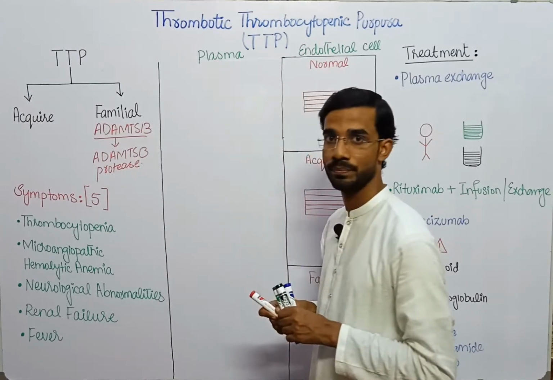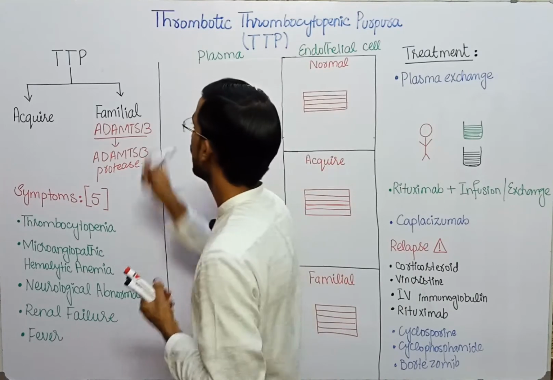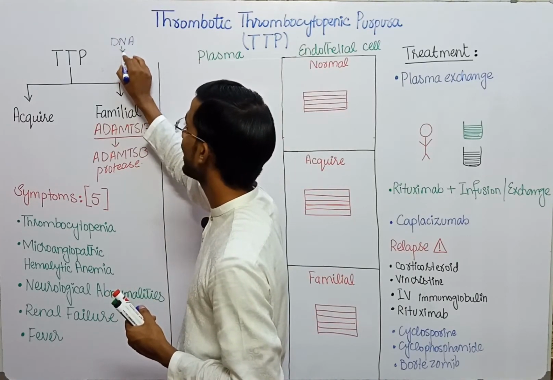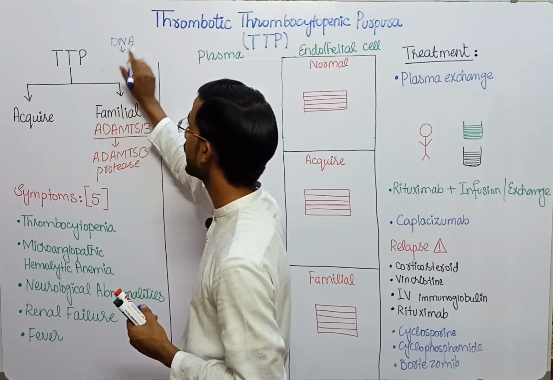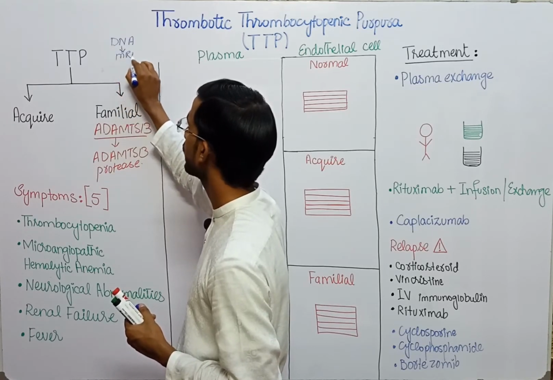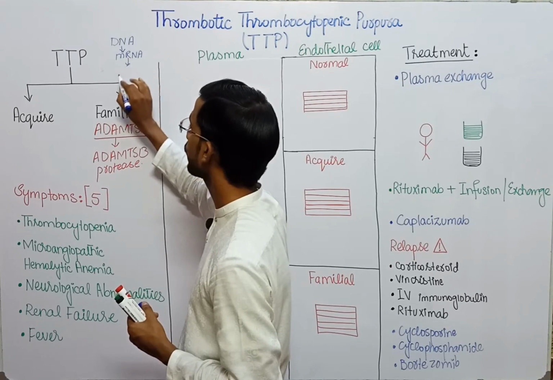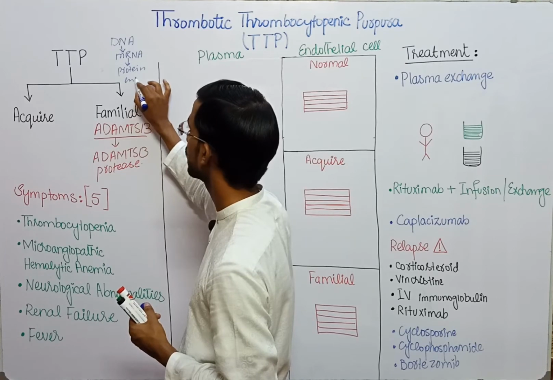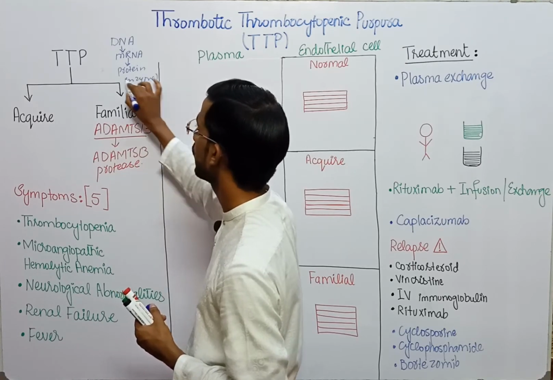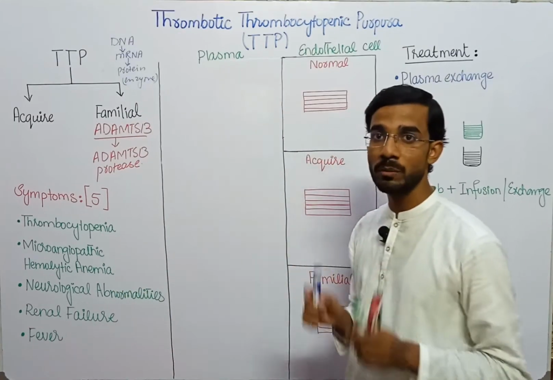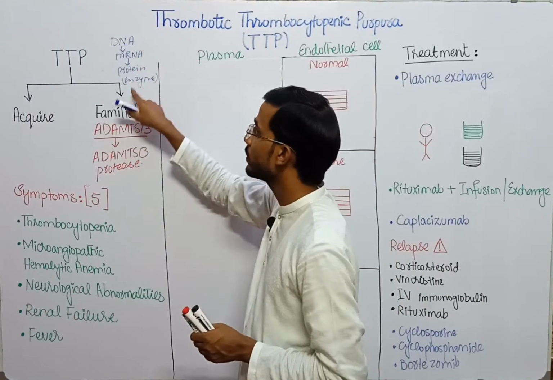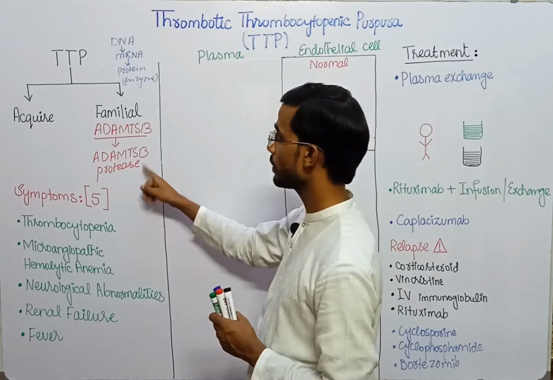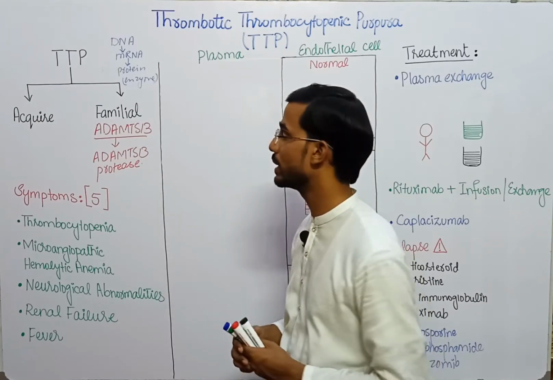This is an enzyme. If a mutation occurs in the DNA, it will affect the proteins, because from the DNA messenger RNA is formed, and from the messenger RNA, proteins, or you can say enzymes, are produced. So if the mutation occurs in the DNA, then it will affect the enzyme or the protein. The same is true in the familial form.